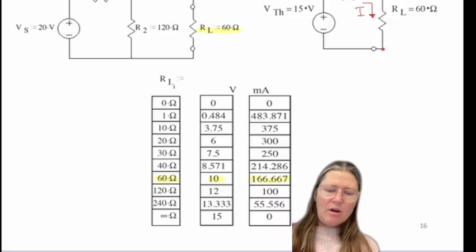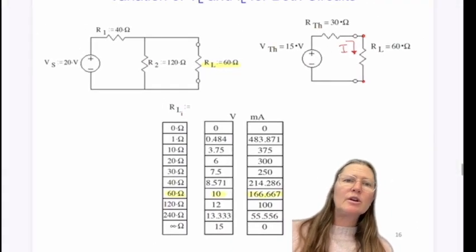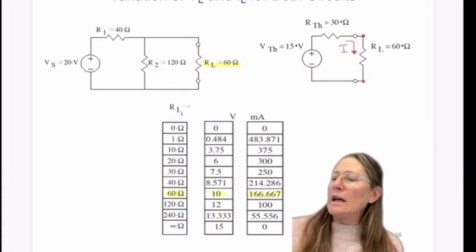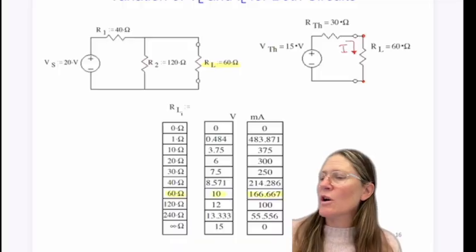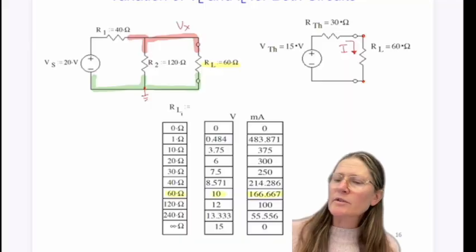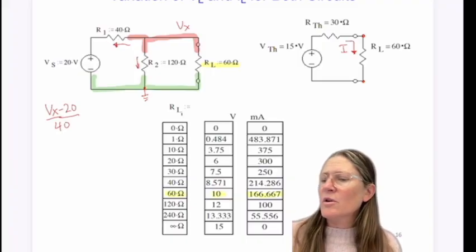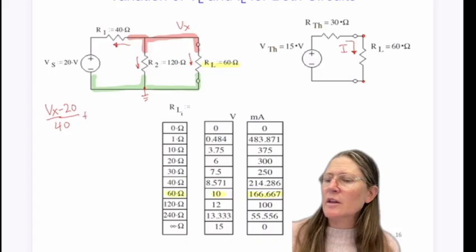So for each of these I could solve the first circuit. You know, I could go through and set this back up to solve for each one of the different loads. So this would then be all one node, and I could then solve for Vx by doing the node voltage.